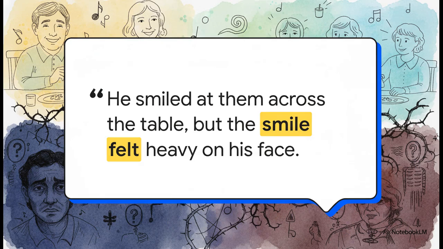Notice the brilliant contrast you can build with this. Externally, the character acts completely normal. He smiled at them across the table. Very polite, right? But internally, the smile felt heavy on his face. They were laughing again, always laughing. Maybe they already knew. We drop instantly into this dark, conspiratorial, paranoid tone. It creates incredible dramatic irony, because we, the audience, know something the people sitting at that table definitely do not.